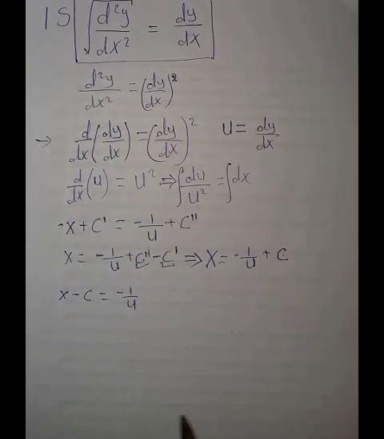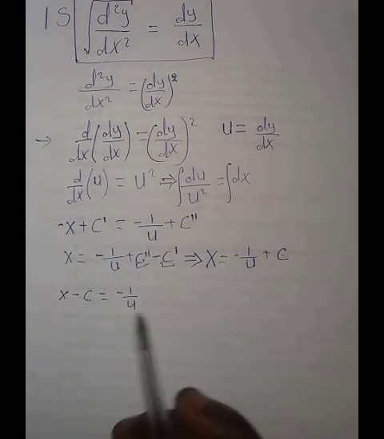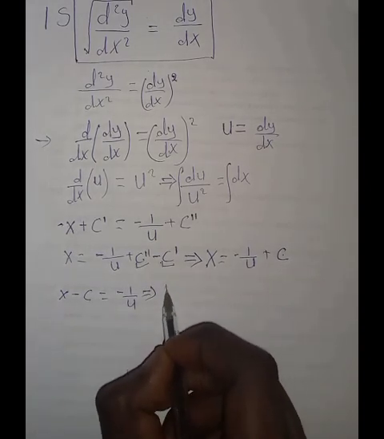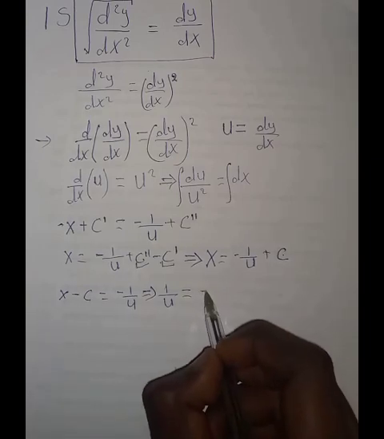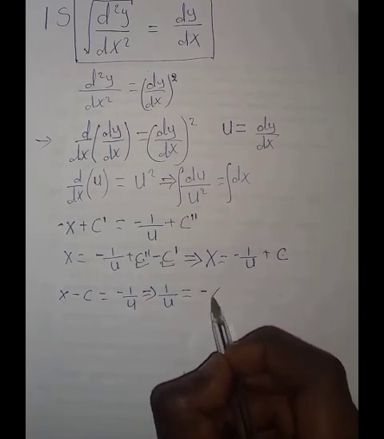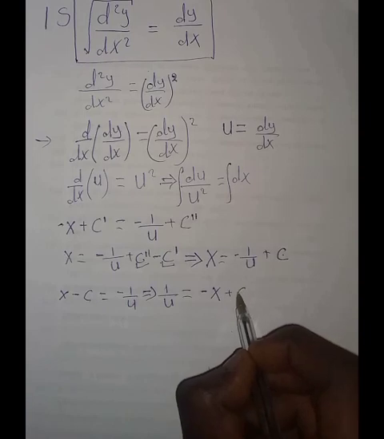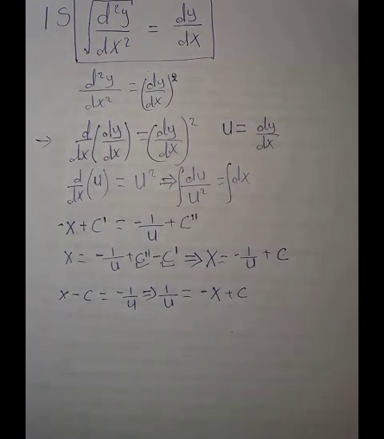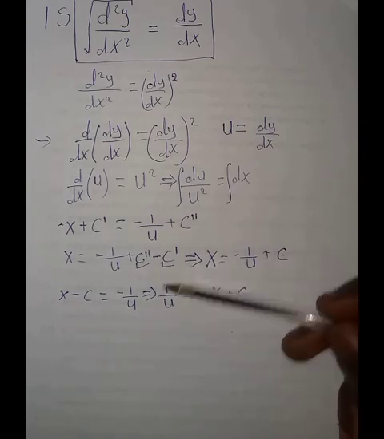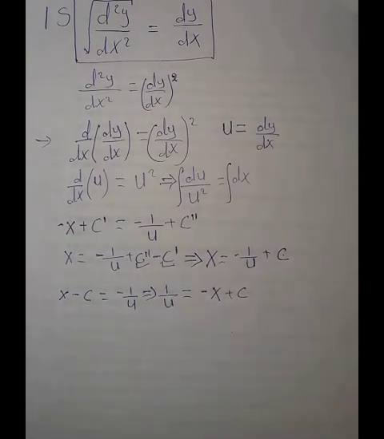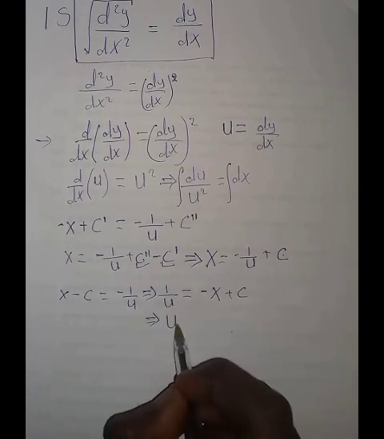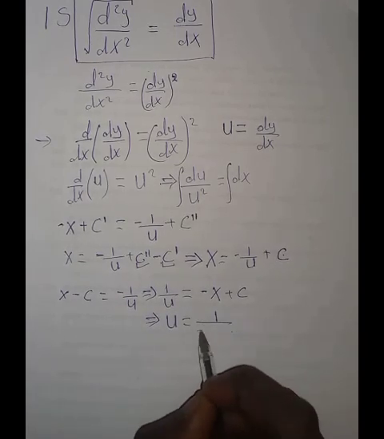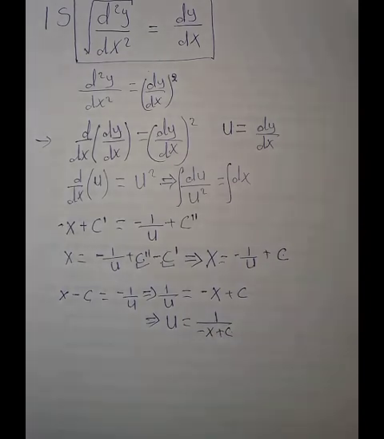Great. So in this case now, I'll multiply all through by this negative sign. That implies I have 1 over u, which turns out to be negative x plus just my constant c, right? So in this case now, I'm solving for u, so I'll just take the reciprocal on both sides. Because here's 1 over u, I'll take the reciprocal on both sides such that I'm going to have my u equal to 1 over negative x plus c, right?